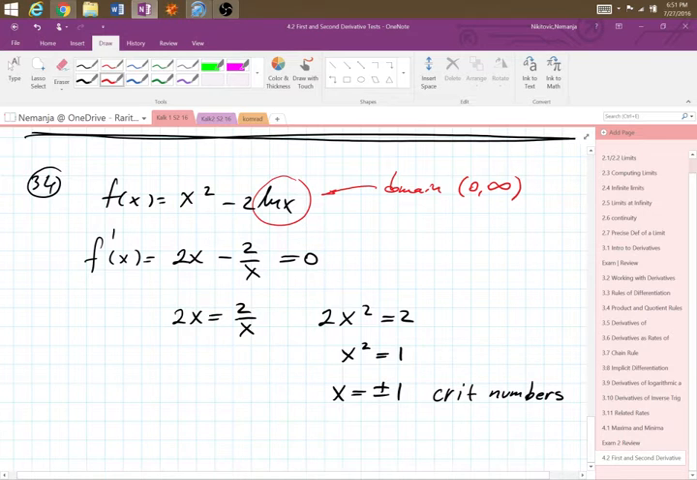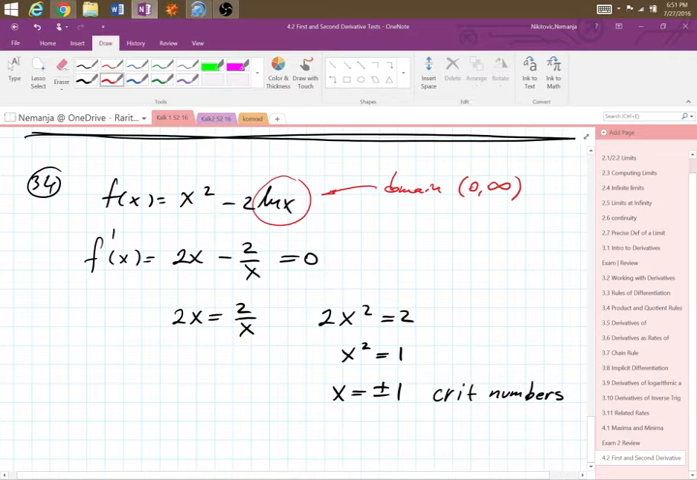Unless she doesn't remember stuff, in which case it's fine. So you have the restriction here. This function has the domain 0 to infinity, which means that -1 as a critical number doesn't matter. Further, ln x has a vertical asymptote at 0. That is also going to be a place for us to do partitioning.